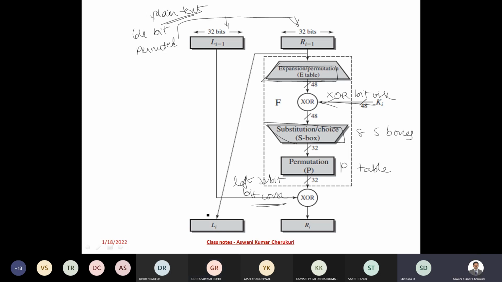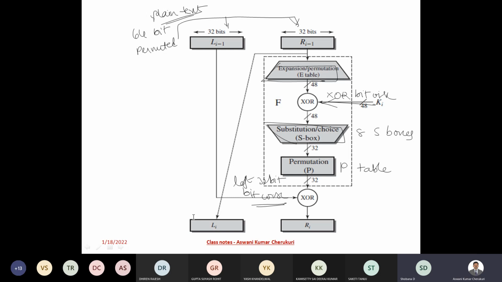Now with this, what we have actually done is only one round. Like this, you have to perform 16 rounds of operations. This is on the plain text side. Now, what is happening on the key side? That is another interesting thing.